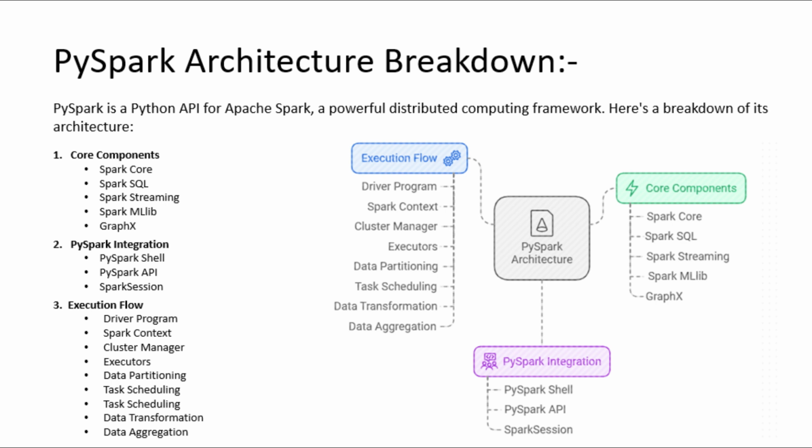PySpark's execution flow involves application submission, Spark context creation, task scheduling, task execution, and result return, enabling efficient and scalable data processing. In this video, we'll delve deeper into each of these topics, exploring the intricacies of PySpark architecture and how they work together to enable efficient and scalable data processing.